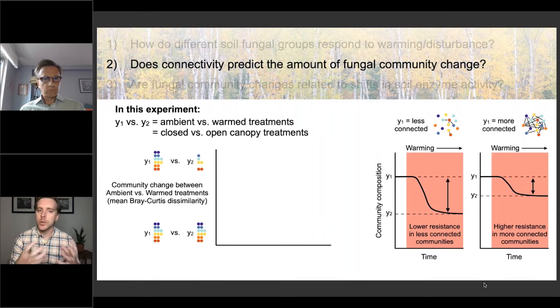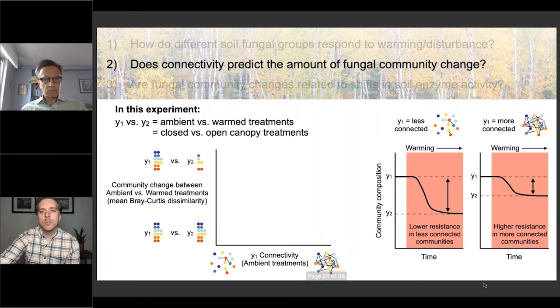ambient warming treatments reflect current conditions, and the warmed treatments reflect predicted future scenarios. So there is a little bit of this before-and-after temporal component in the design, similar to the canopy treatments as well. So y1 versus y2 are going to be ambient versus warm treatments, or closed versus open canopy treatments. And I measured community change between these two treatments using Bray-Curtis dissimilarity, so low amounts of community change versus high amounts of community change as you move upwards on the y-axis.